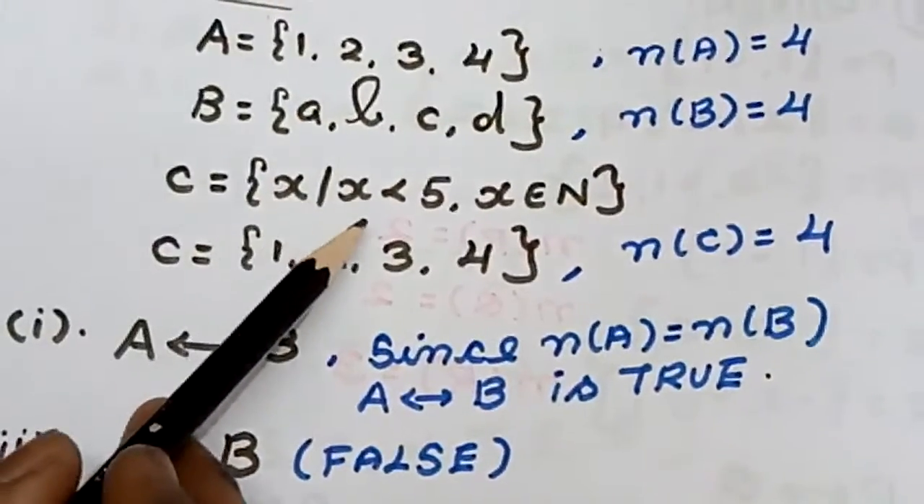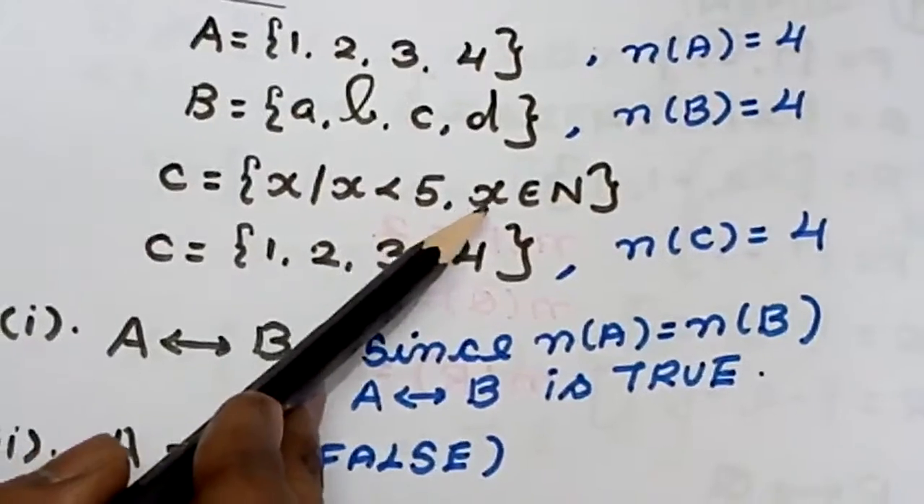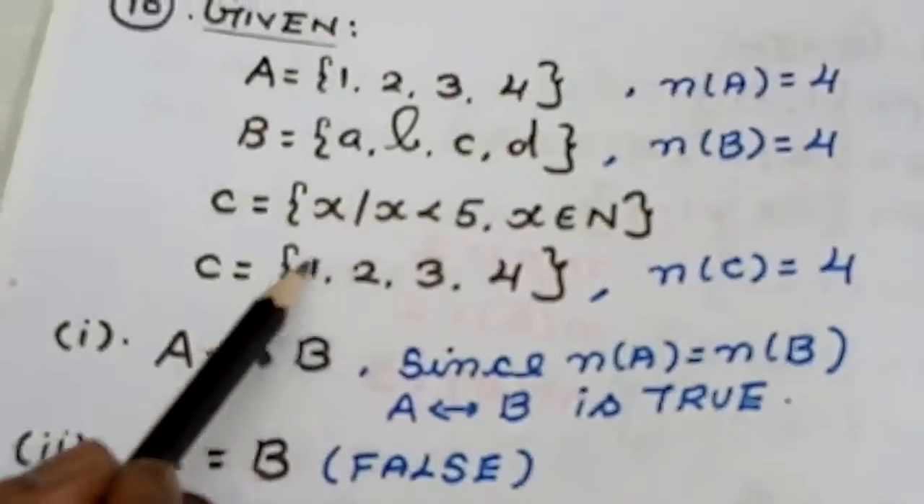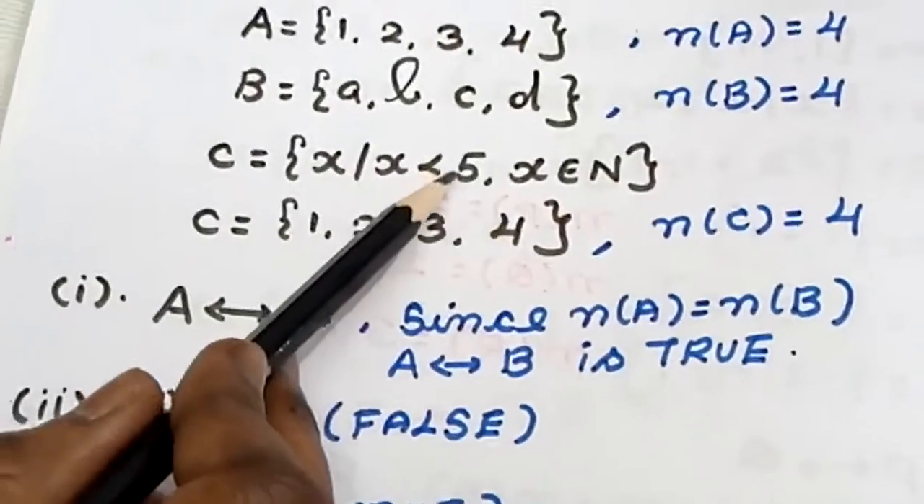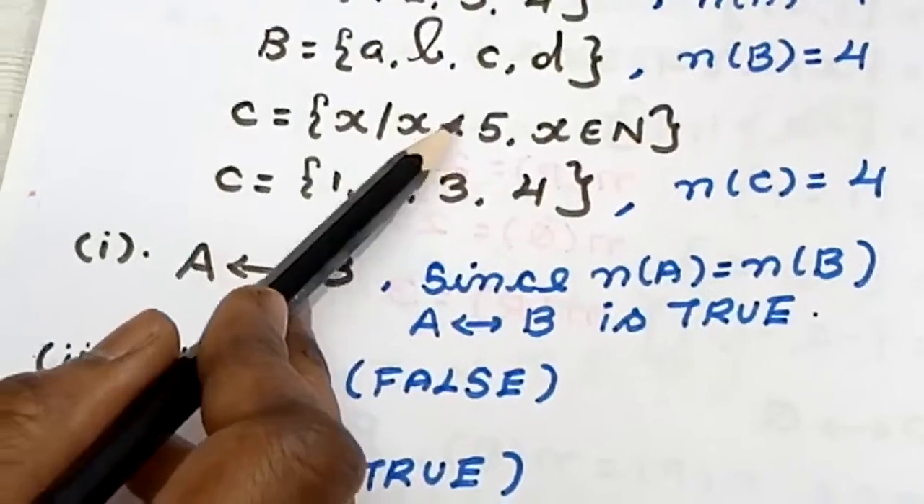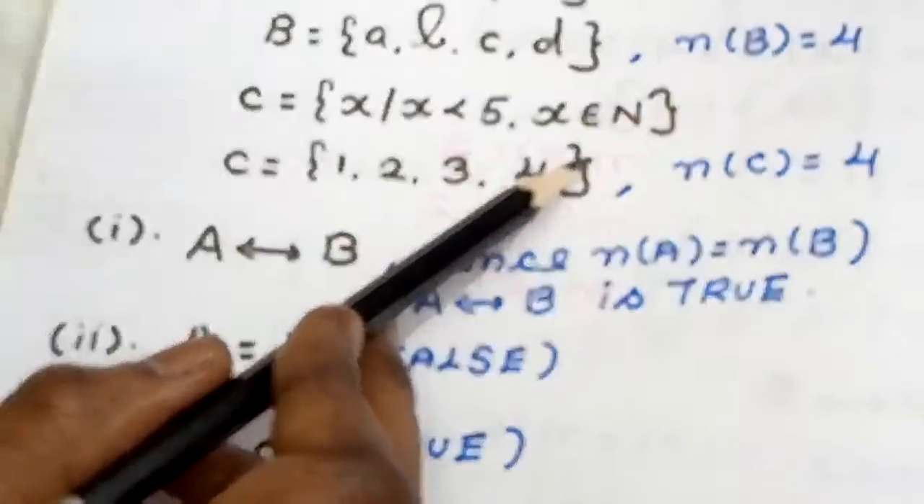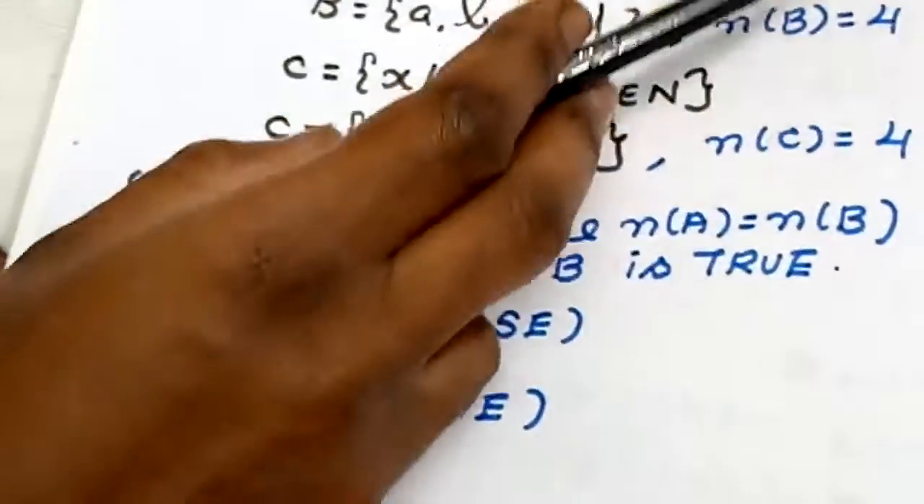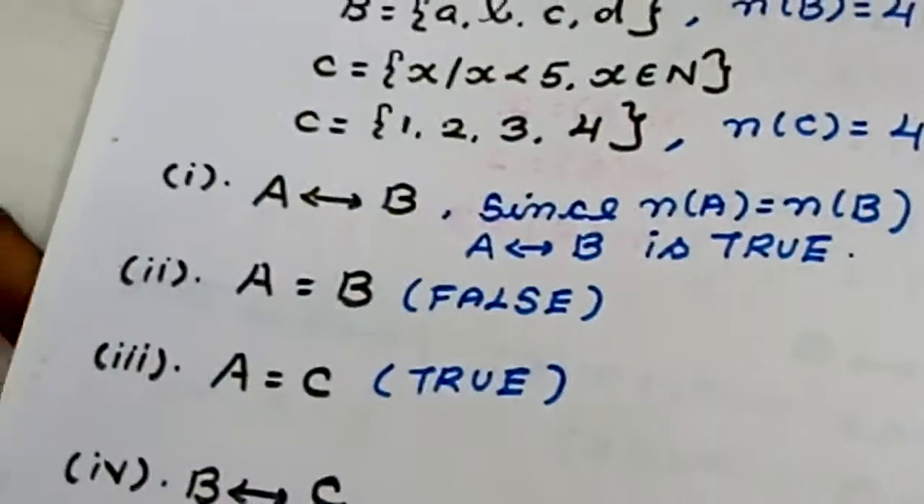x such that x less than 5, x belongs to N, means natural number, starts from 1. 1, 2, 3, 4. Less than 5 means before 5 you are going to stop. Less than or equal to 5 means we are going to add 5. So if I count the number of elements in A, B, C, for all the 3 sets you are having it as 4.